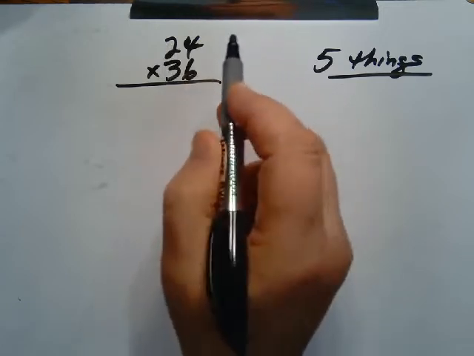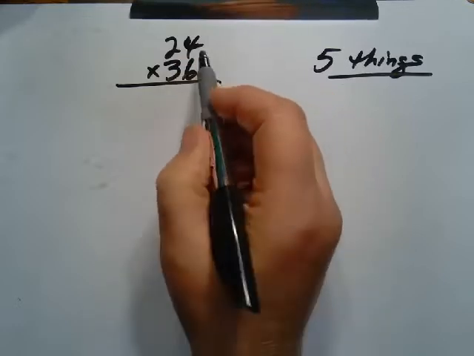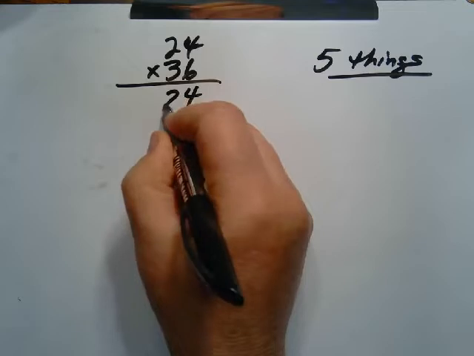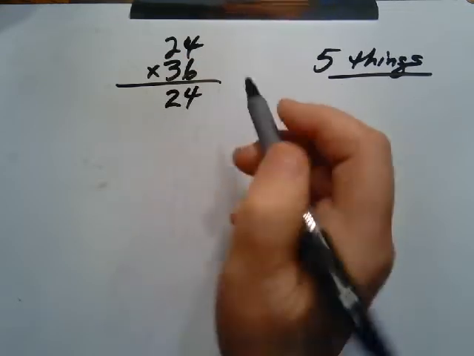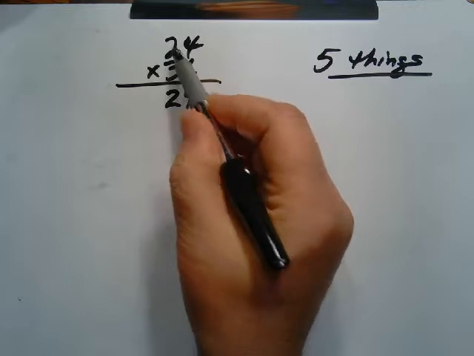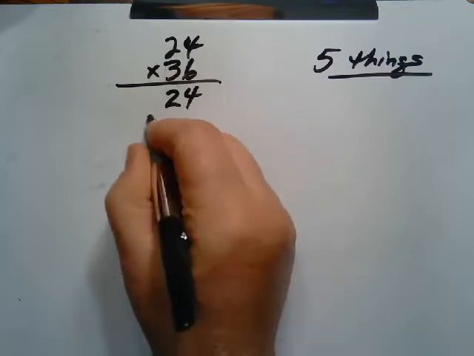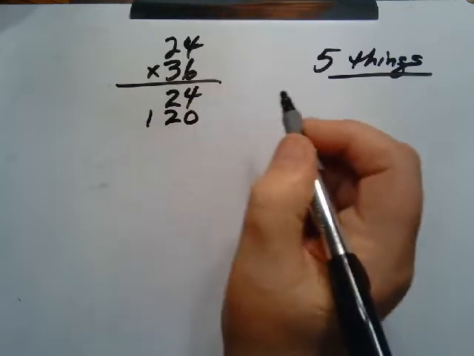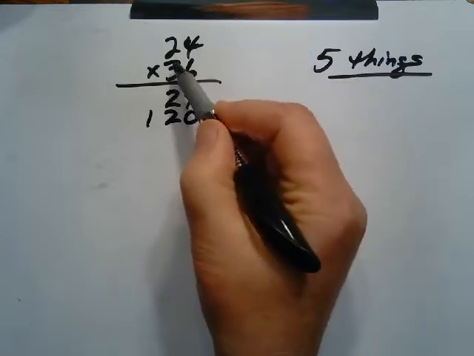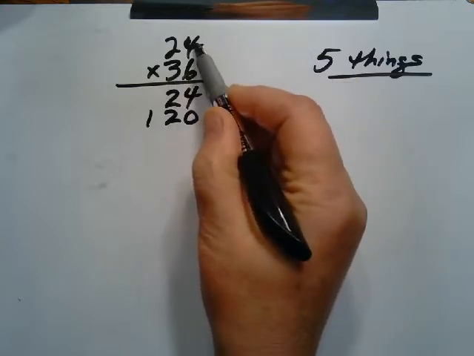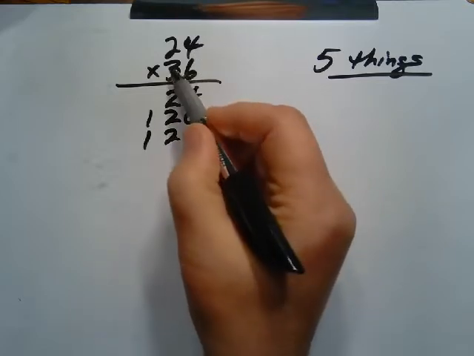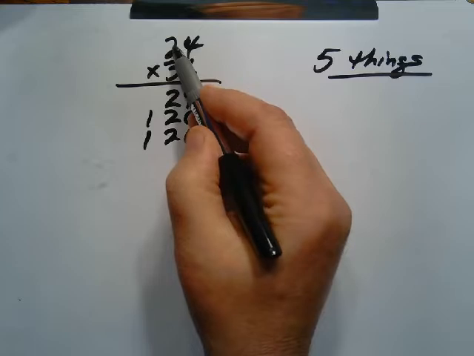So let's multiply every digit times every other digit. Here we go. 6 times 4 is 24. Usually we carry that 2, but we're just going to put it down here this time. And 6 times 2, well, that's really not 2, that's 20. 6 times 20 is 120. Now we're going to take 3, that's really not 3, that's 30. 30 times 4 is 120. And 30 times 20 is 600.